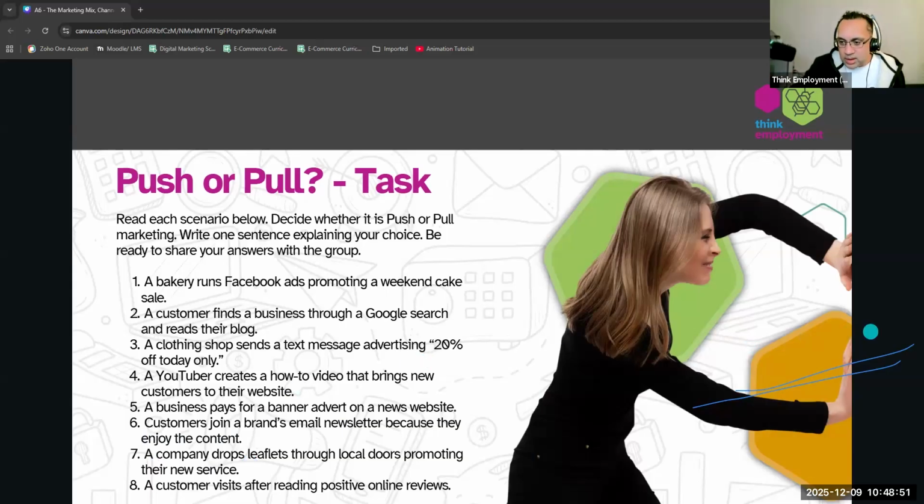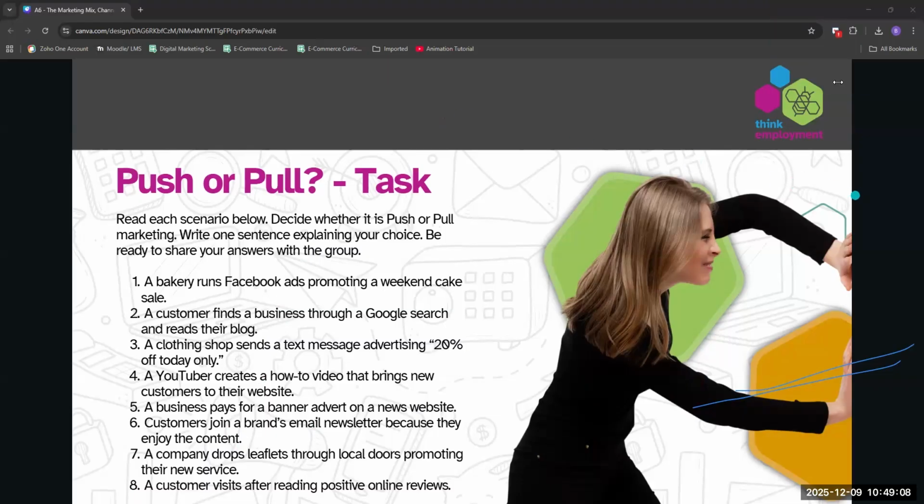Okay, so let's see if we can get one more person. Jeanette, number 8 is a pull. Why is it a pull? They've looked for reviews. If you're looking for reviews, you've gone there. You haven't been pushed into looking for it. And then off of the back of the opinions of others, you've gone and found the company.